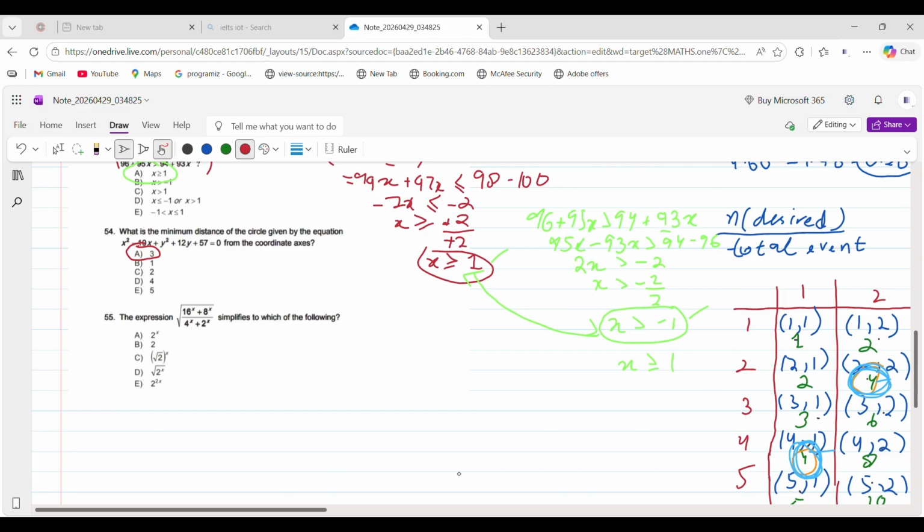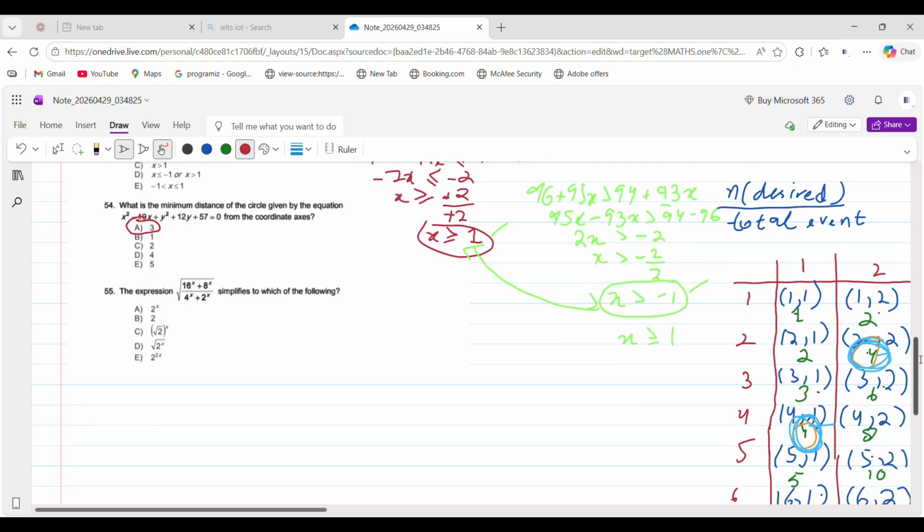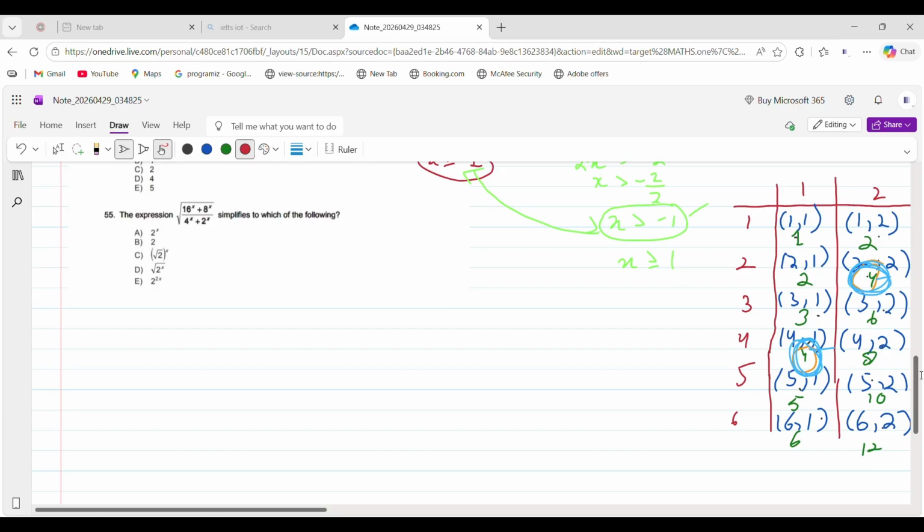Now we have a very last question of ours, which is very simple. Finally we have got a very simple question. Under root 16^x plus 8^x over 4^x plus 2^x, okay, it's very fine, and we have to just simplify it.